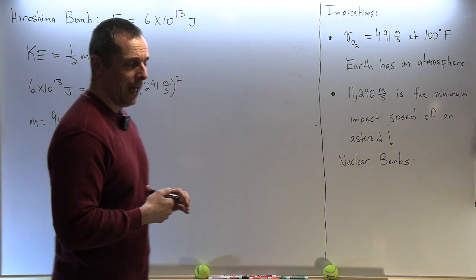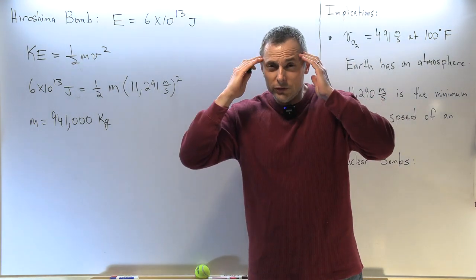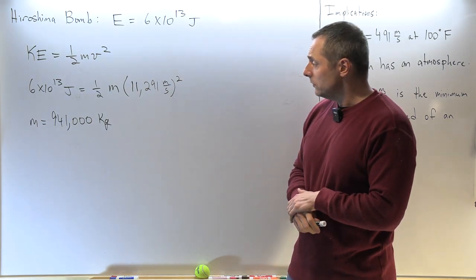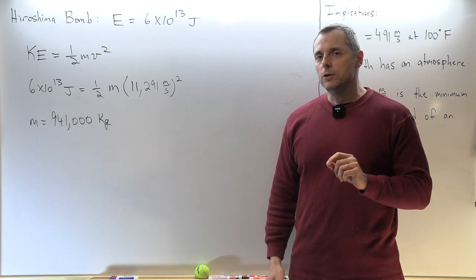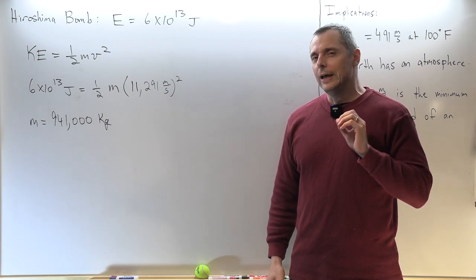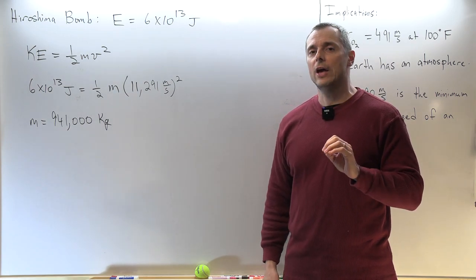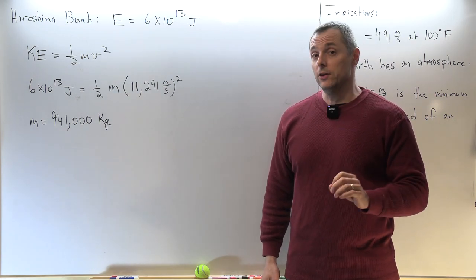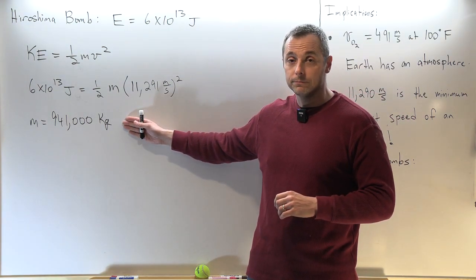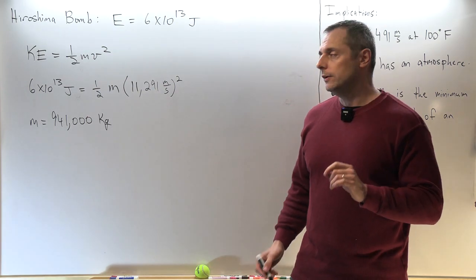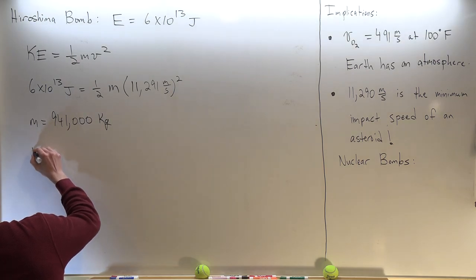Okay, that sounds bad, right? That's a lot of kilograms. But what does that mean? Can you visualize 941,000 kilograms? Probably not. So what I'm going to do is now figure out the volume and the size for a likely material that might hit. A lot of these asteroids are made of iron. So let's suppose it's a chunk of iron that's this massive. We could, from the density of iron, figure out the volume of the iron.